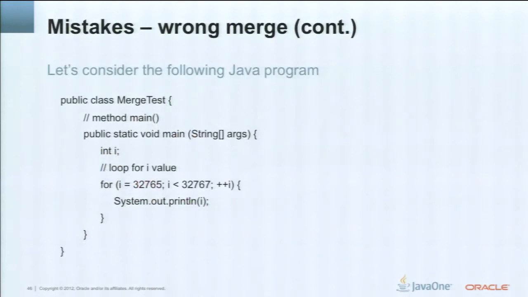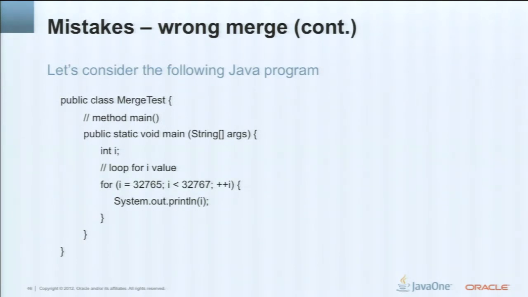Okay, let's consider a really simple Java program. What this Java program does is just print values inside a loop, the values of variable i. So everything is quite simple.